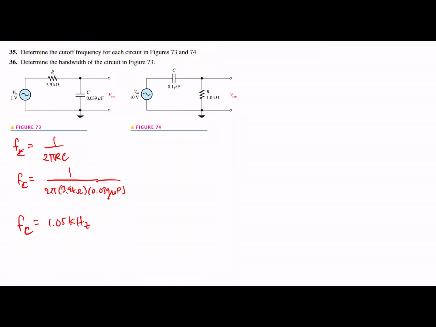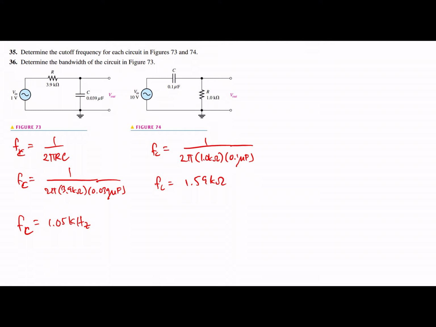For the circuit in figure 74, we have FC equal to 1 over 2 pi times 1 kilo ohm times 0.1 microfarad, and that will give us 1.59 kilo ohm as the cutoff frequency.